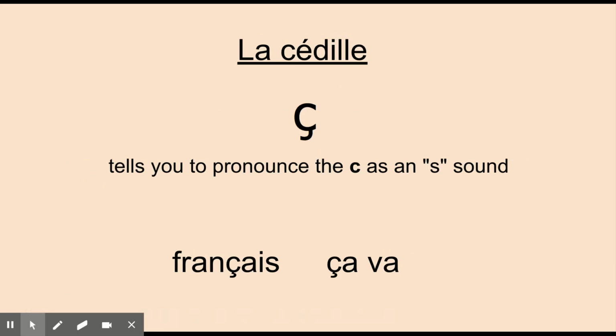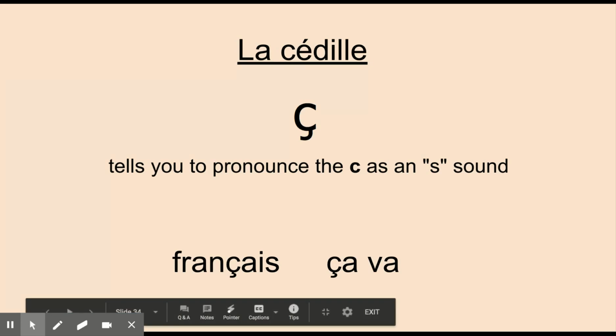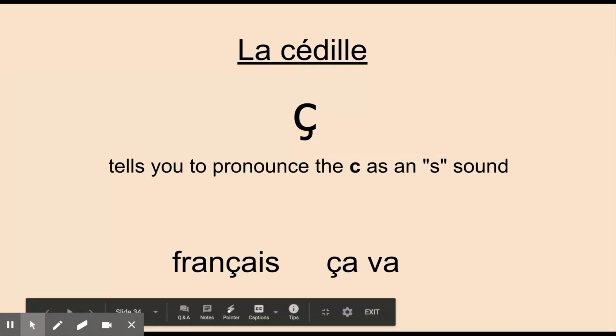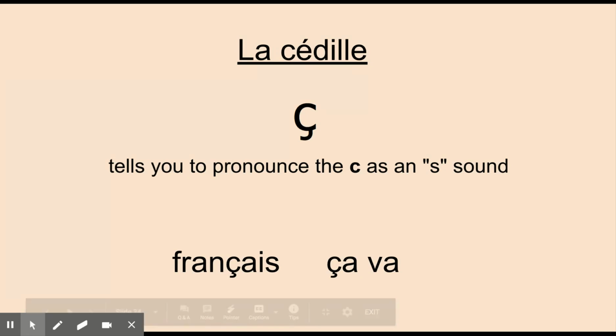Next, we have la cédille, and this is a little hook thing that you see here at the bottom of the letter C, and that's the only place you're going to see la cédille, and it basically tells you that the C in that word should have an S sound. Okay, so like in the word français, which is the word for French, we give that a nice S sound. And in the word ça va, we give it a nice S sound. Because typically when a C comes in front of an A in French, it would have a K sound. So when we want it to have an S sound, we put a cédille on it.